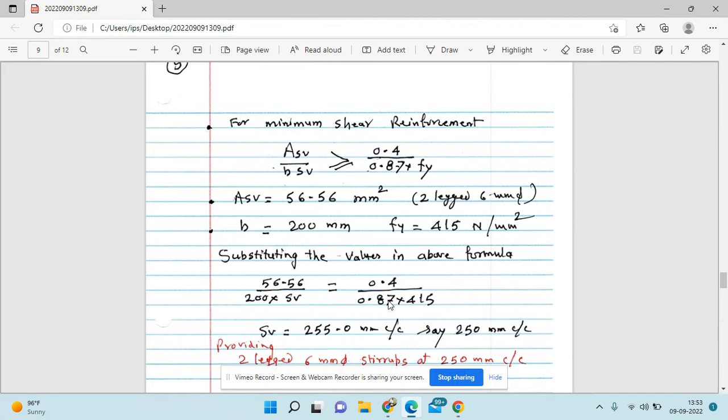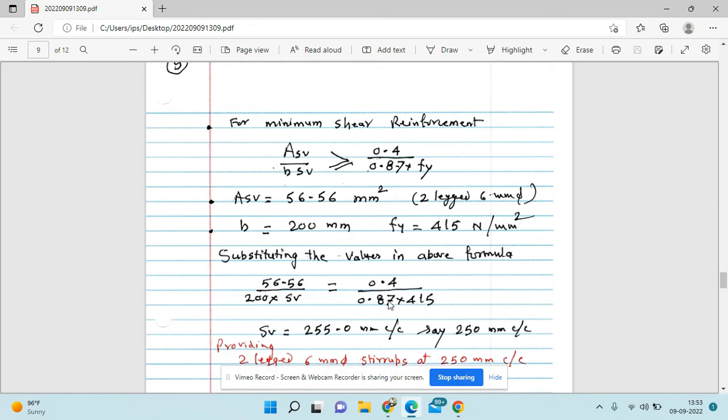ASV is the area of the vertical stirrup, B the width, SV is the spacing of the vertical stirrup, Fy as usual taken as 415. What is ASV? If we are considering 6 mm diameter of the bar with two legs, then we can say two-legged 6 Phi. The total area will be 2 into pi by 4 into 6 square. It comes out to be 56.56 square.